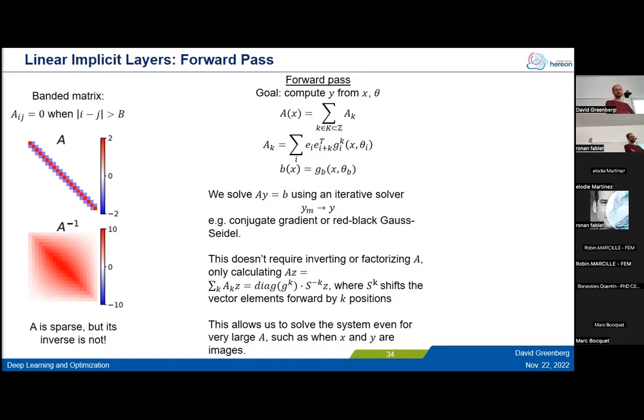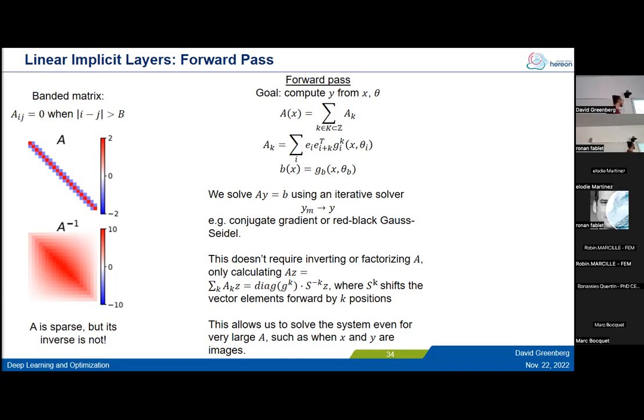And the advantage of this is we never have to factorize A. We don't have to invert it. We only have to calculate A times Z for a bunch of vectors. And because A has this banded structure, that's really easy. All you have to do to calculate A times Z is shift Z up and down along its array axis and then multiply it by the different diagonals.